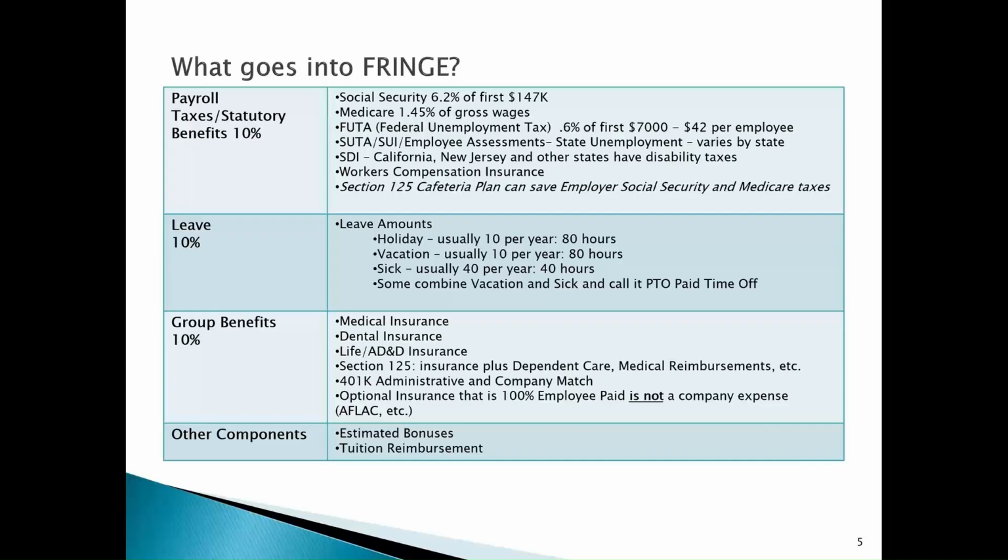The next element we want to take a look at is group benefits. Okay, so group benefits are medical insurance, dental insurance, life insurance, which is usually combined with AD&D, which is accidental death and dismemberment insurance. So we've also got some other benefit programs, such as a Section 125 cafeteria plan, where the employees can choose dependent care, medical reimbursement, things like that. That actually doesn't affect your pricing, but I put it on here for a specific reason.